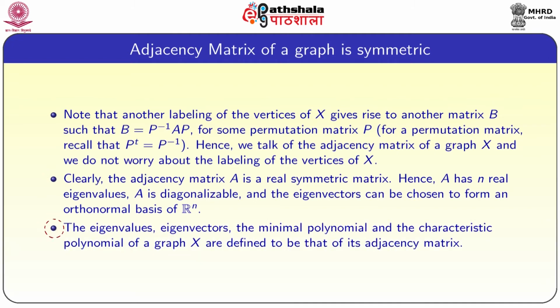The eigenvalues, eigenvectors, the minimal polynomial and the characteristic polynomial of a graph X are defined to be those of its adjacency matrix. So, from now onwards, when we say eigenvalues of a graph, we mean the eigenvalues of its adjacency matrix. Minimal polynomial of a graph means the minimal polynomial of its adjacency matrix, and so on.